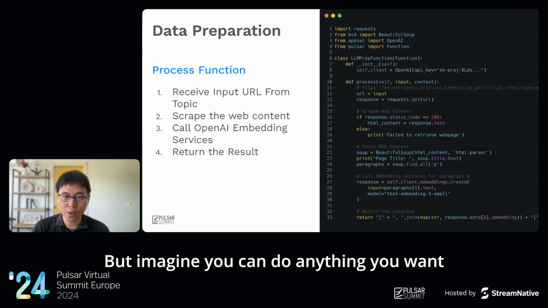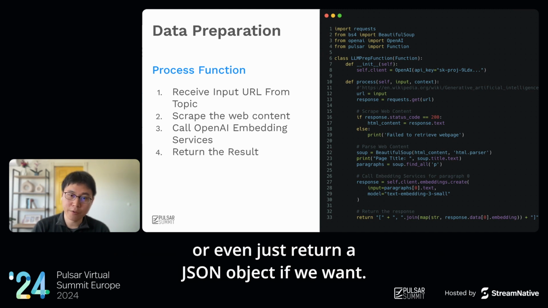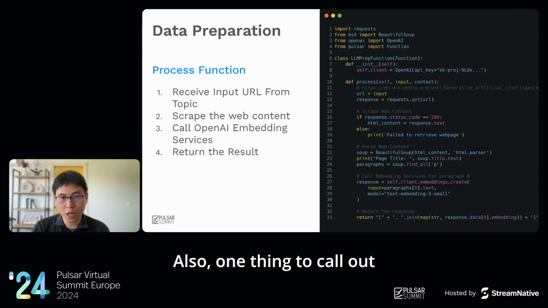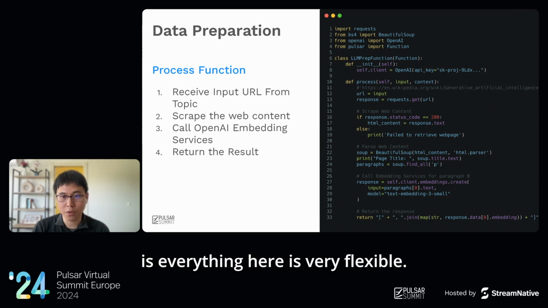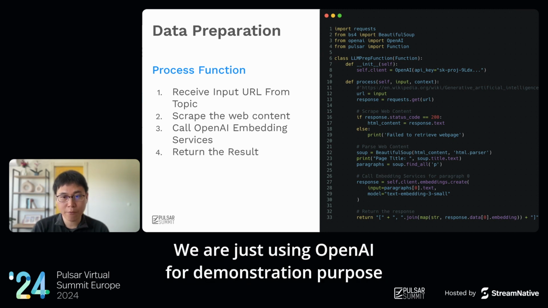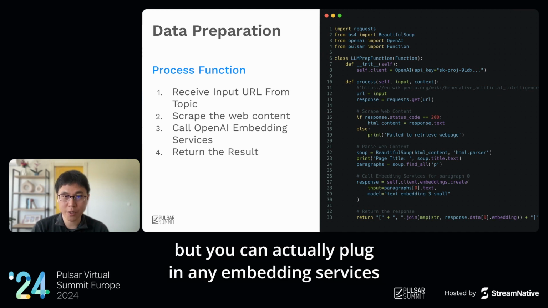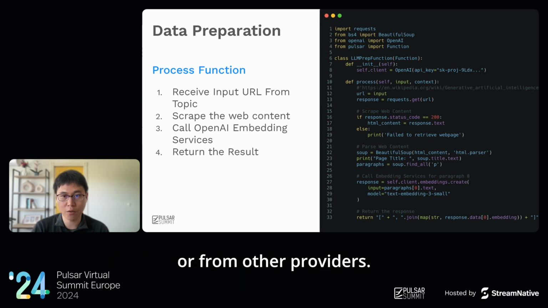But imagine you can do anything you want, or even return a JSON object if you want. Also, one thing to call out is that everything here is very flexible. We're just using OpenAI for demonstration purposes, but you can plug in any embedding service that you want, whether that's from AWS or from other providers.